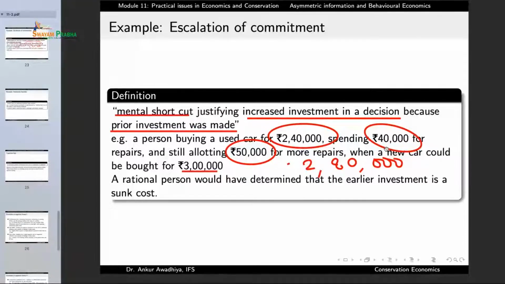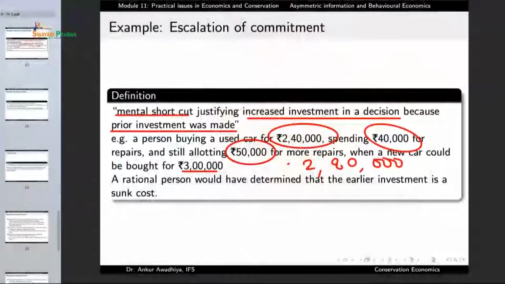Now, a rational person would have determined that the earlier investment is a sunk cost, which means that it is a cost that was incurred and cannot be recovered back. So when you are spending the next 50,000 rupees, you should think, oh, should I spend this 50,000 rupees on this second hand car, or should I just sell this vehicle off and buy a new car? Because at least in that case, I will not have to do this spending again and again and again.